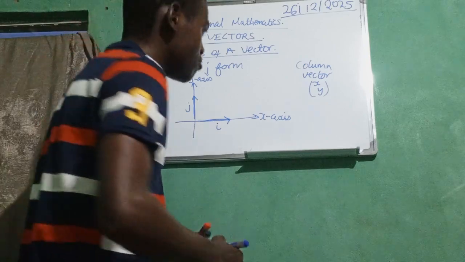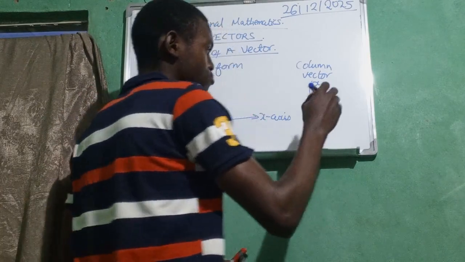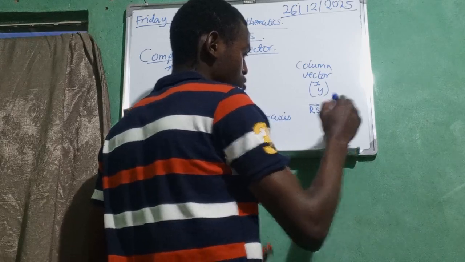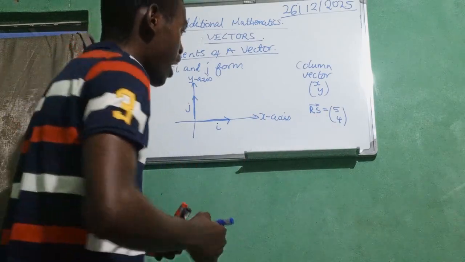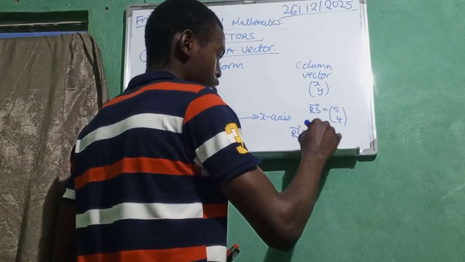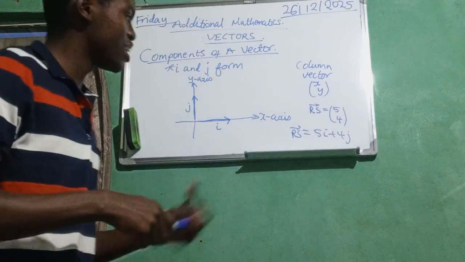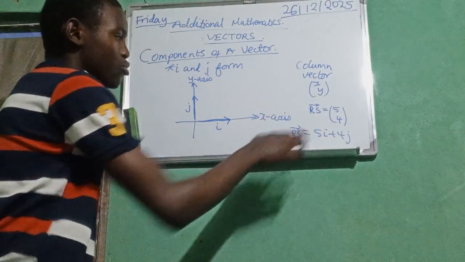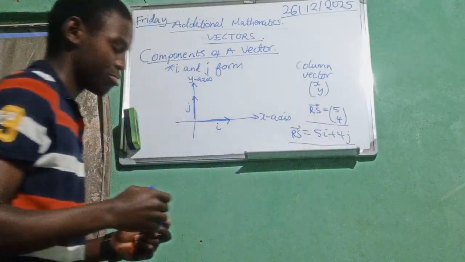We can have a vector Rs equal to 5, 4. So Rs is equal to 5, 4. Using the I and J, Rs is equal to 5i plus 4j. So using the I and J, Rs will be equal to 5i plus 4j. This is in column vector form, and this is in component form.